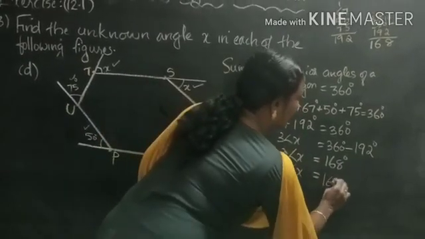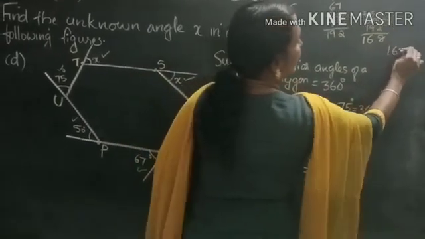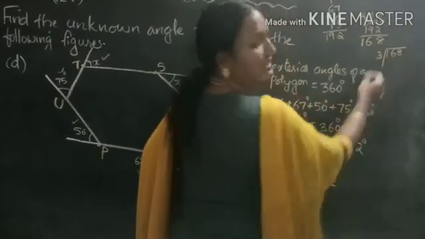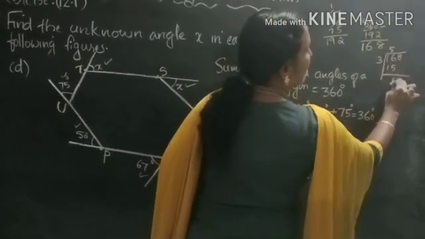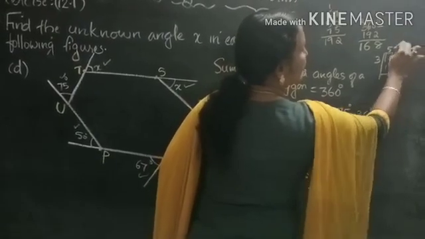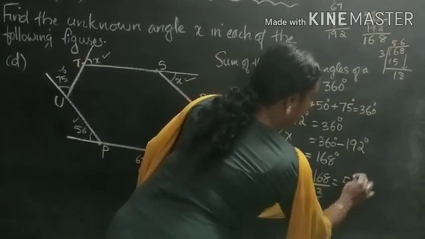So angle X is 168 divided by 3. How many 3s are in 16? 5 3s are 15. Balance 1. The result is 8. 6 3s are 18. So the answer is 56 degree.